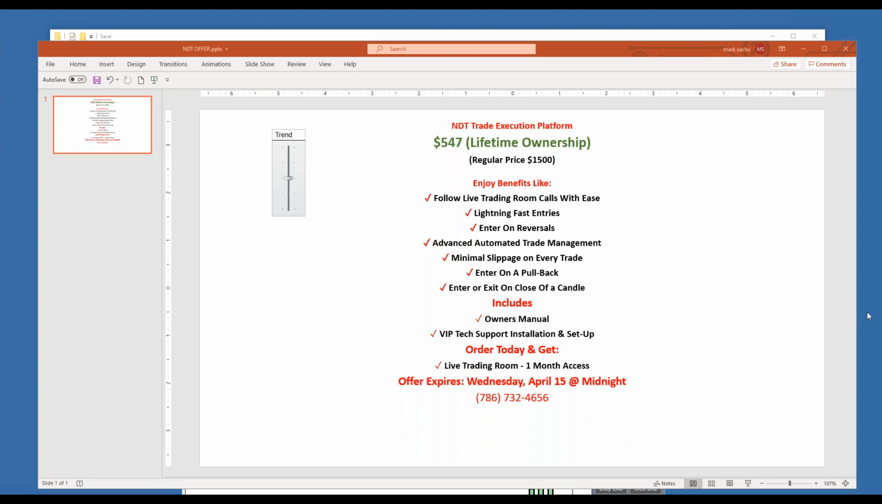Well, that was the escalator. Optimally, that's what you want. If you hit your first target and you move your stop to break even and you have no risk, you can ride that trade up and close on a reversal candle. And that's going to get you out.